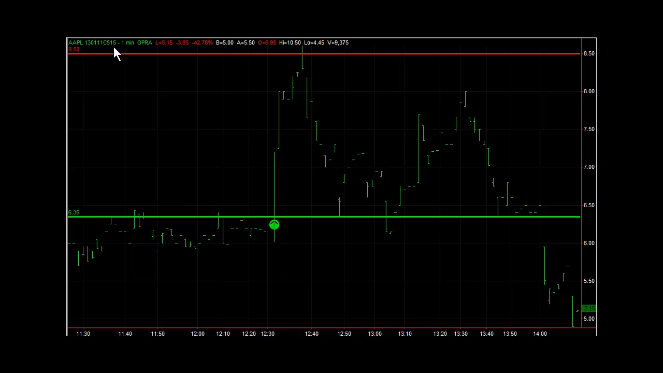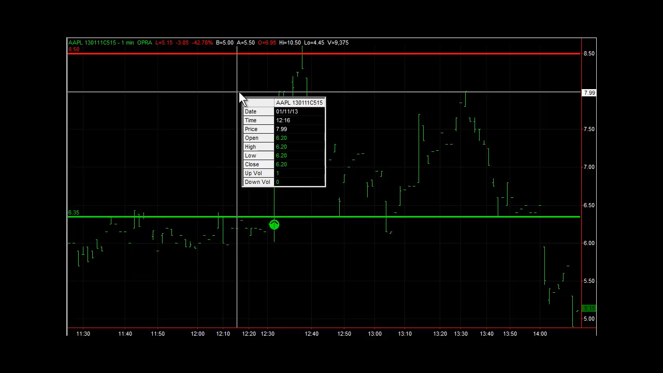So this is the 515 call. This was deep in the money. It had about a 95 delta. So if you bought this, you could have bought it at $635 a contract, and it shot all the way up to $850, actually greater than $850 a contract. This is a 1-minute chart. This took about 4 or 5 minutes to get all the way up to $850. It was up in 2 minutes. It was up to $800 a contract.